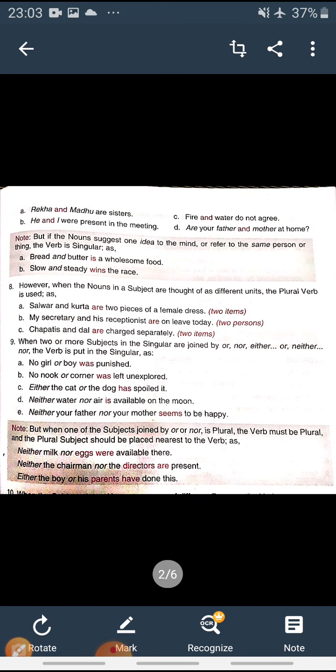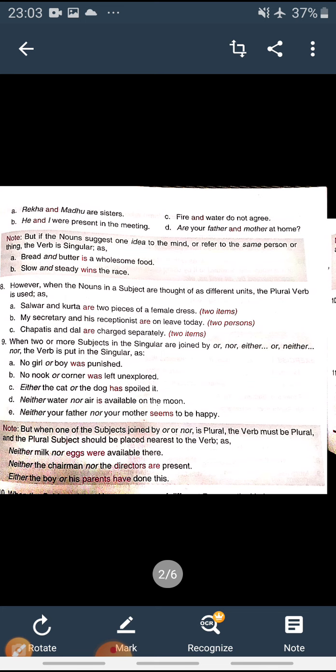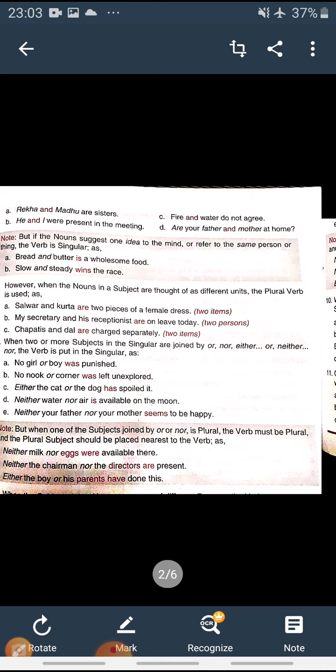See, salwar and kurta are two pieces of a female dress. My secretary and his receptionist are on leave today. Chapatis and dal are charged separately. So here two nouns, but different nouns, are there, and with that we use a plural verb. Clear? They represent different units. They are not representing a common unit. They represent different units. So then we will use a plural verb.